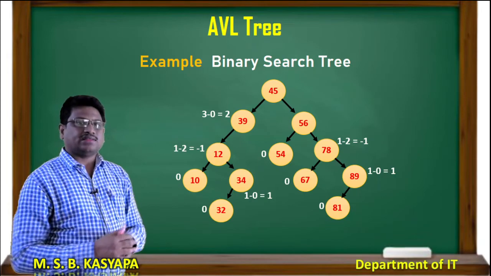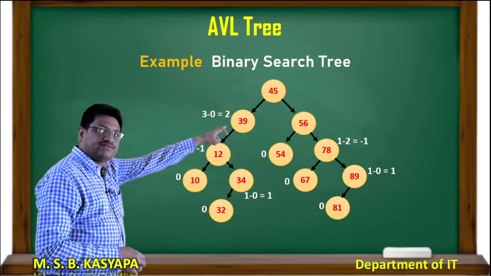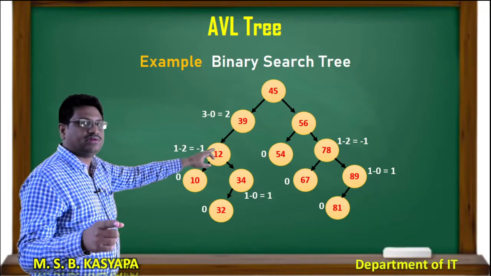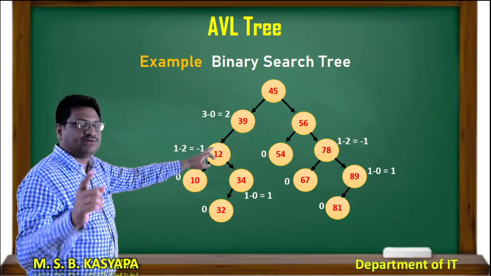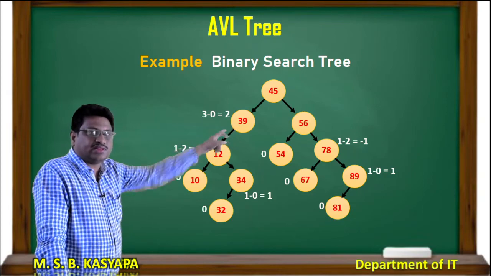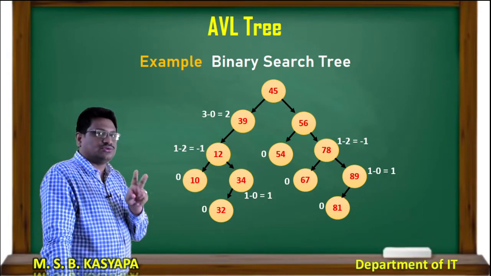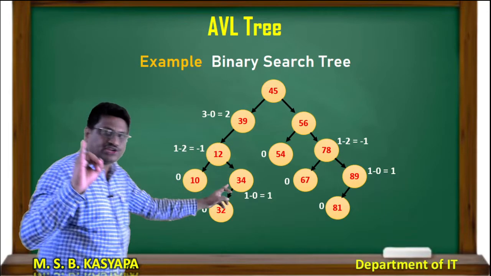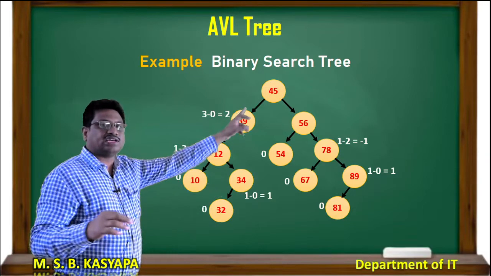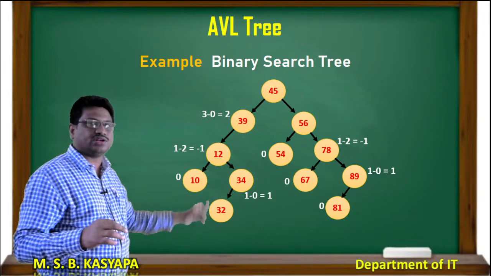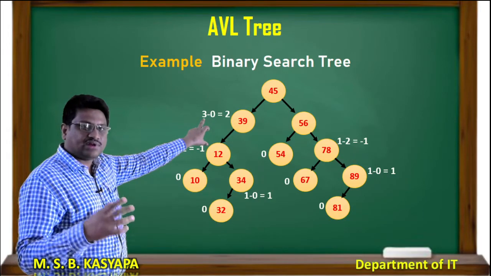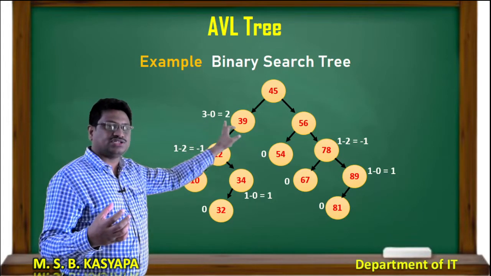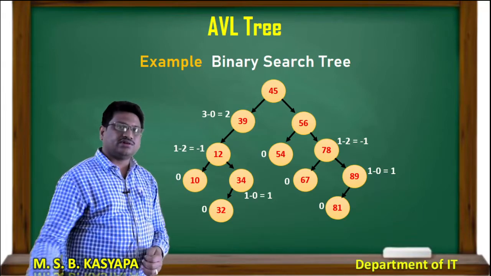The next one, 39. On the left side, I have to take the longest path. If I want to find the height of a node, I need to find the longest path. The path 39 to 12 gives 1, 12 to 34 is 2, 34 to 32 is 3. So the longest path on the left side, the height of 39, is 3. And on the right side, it doesn't have any child. So 3 minus 0 equals 3.